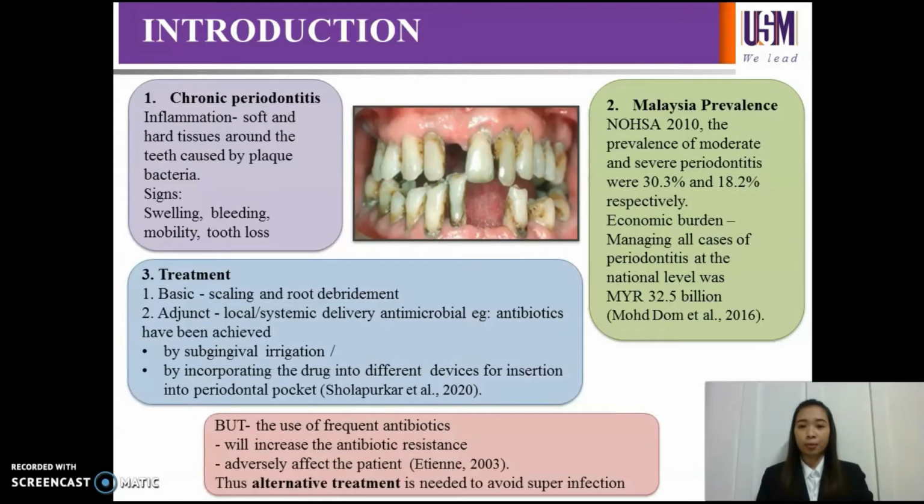Treatment of chronic periodontitis. There are two types. First, basic treatments, scaling and root debridement. Second, adjunct treatment, local or systemic delivery of antimicrobial such as antibiotic. But the use of frequent antibiotics will increase antibiotic resistance and adversely affect the patients. So, an alternative treatment is needed to avoid super infections.